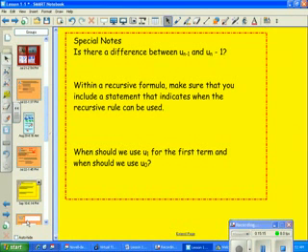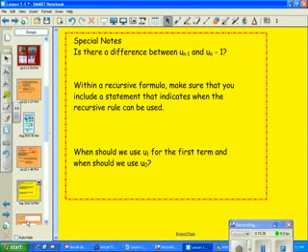All right, a couple quick notes about all these recursive formulas. First of all, is there a difference between, and again, u sub n minus 1 and u sub n minus 1? Well, notice where that minus 1 is. In the first part, it's in the subscript. In the second part, it's outside of the subscript. And yes, those are two different things.